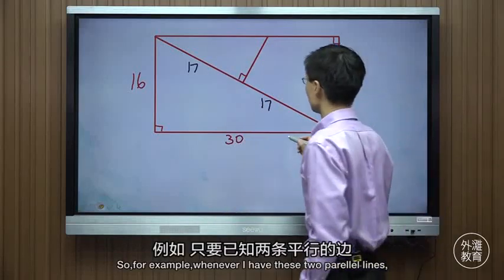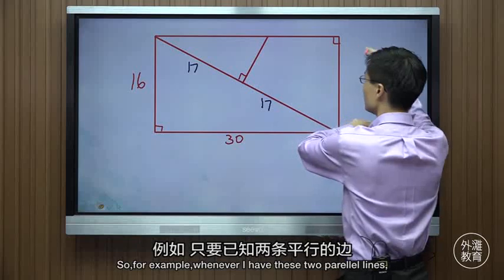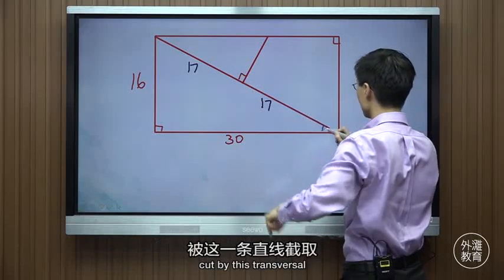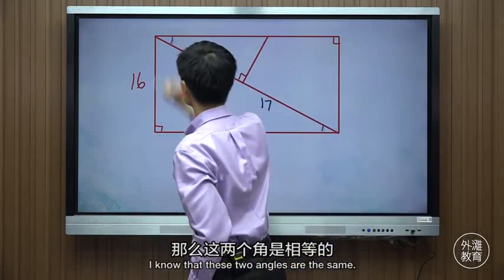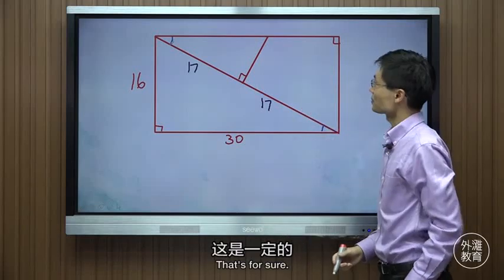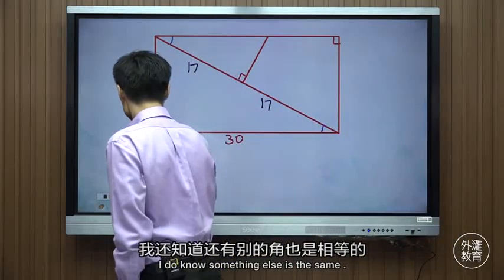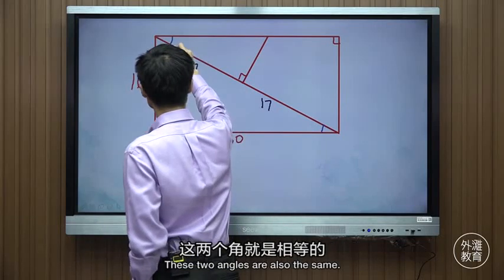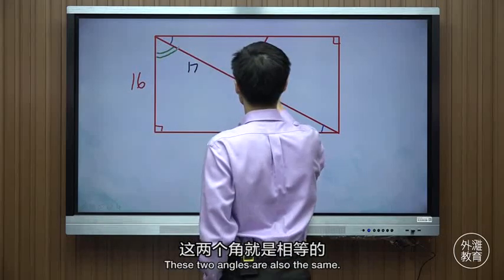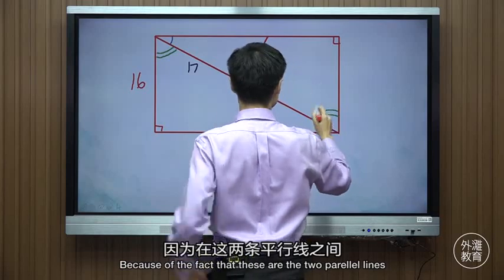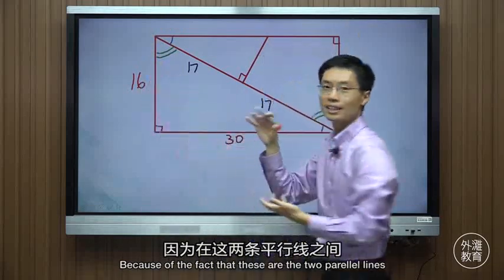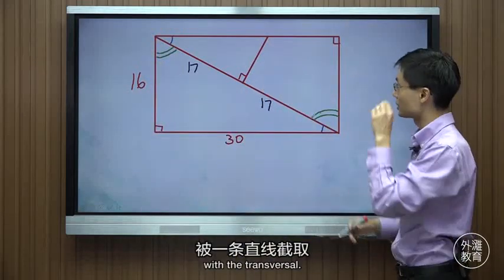So for example, whenever I have 2 parallel lines cut by this transversal, I know that these 2 angles are the same. That's for sure. Is there anything else that I know is the same? Well, let me use another color. I do know something else is the same. These 2 angles are also the same because of that fact that this is 2 parallel lines with a transversal.